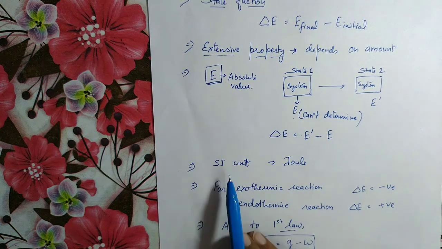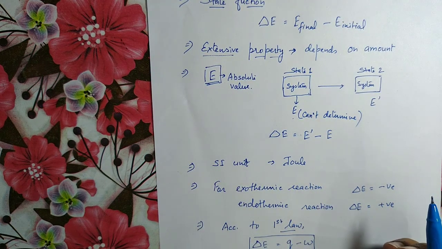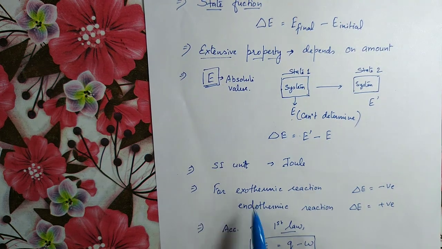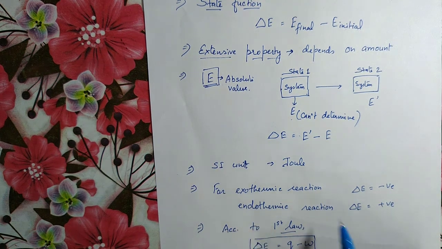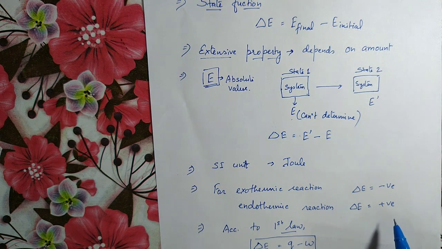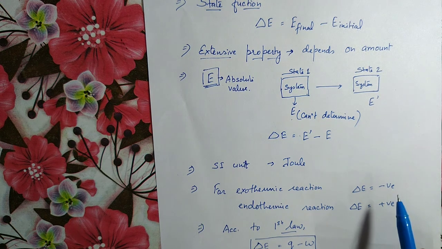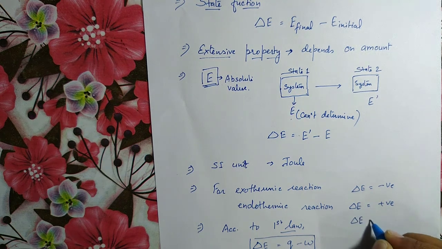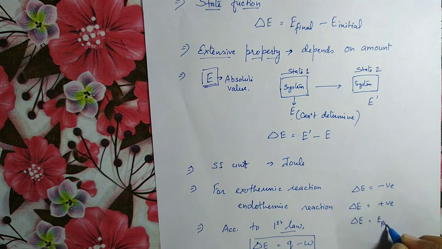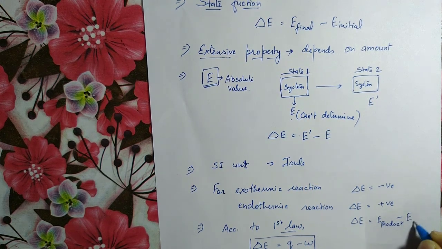right? Then the SI unit of internal energy is joule, as it is a form of energy. For an exothermic reaction, this del E will be negative, and for an endothermic reaction, this del E will be positive. It means in case of an exothermic reaction, the internal energy of product will be less than the internal energy of reactant, and in case of an endothermic reaction, the internal energy of product will be more than the internal energy of reactant, that is del E is equal to E product minus E reactant.